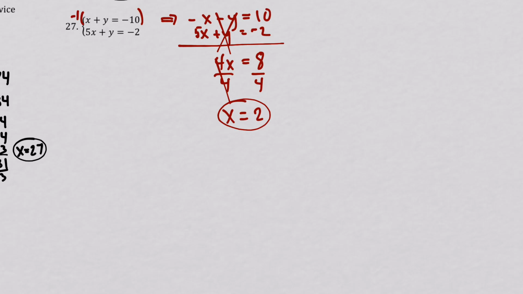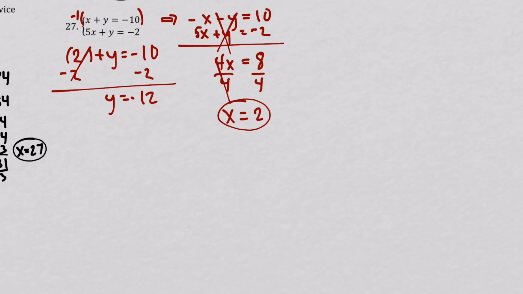it in. I'm going to use the first equation, x plus y equals negative 10. Plug in 2. 2 plus y equals negative 10. I'm going to subtract 2 from both sides. And so y equals negative 12. And there's your solution. 2, negative 12.